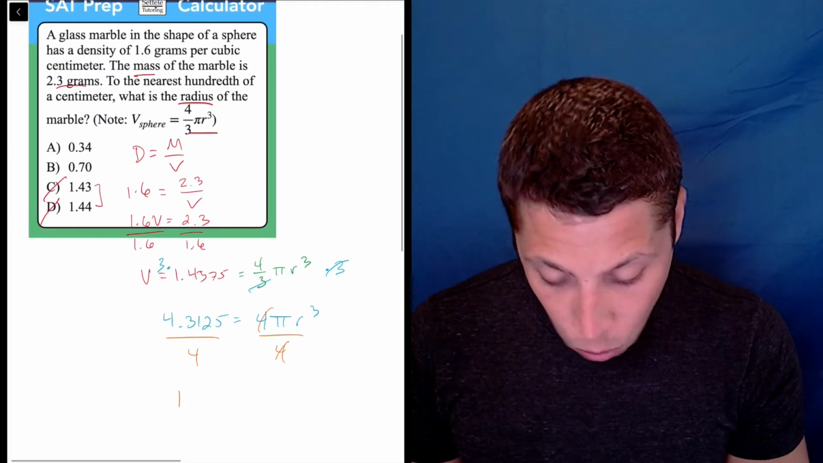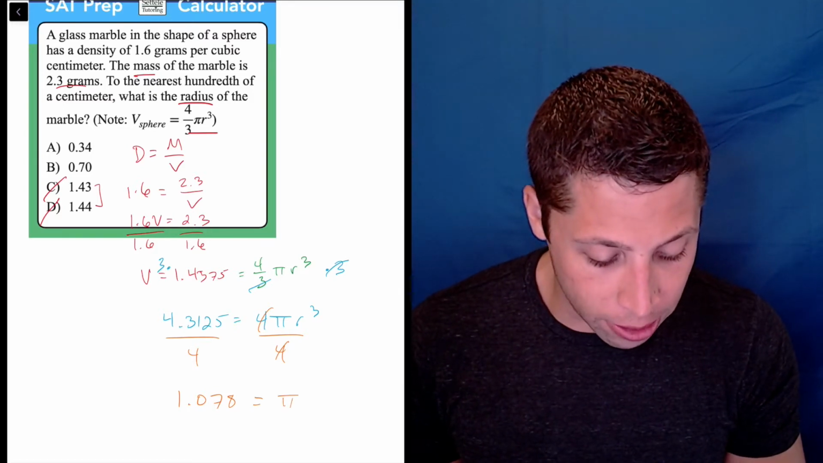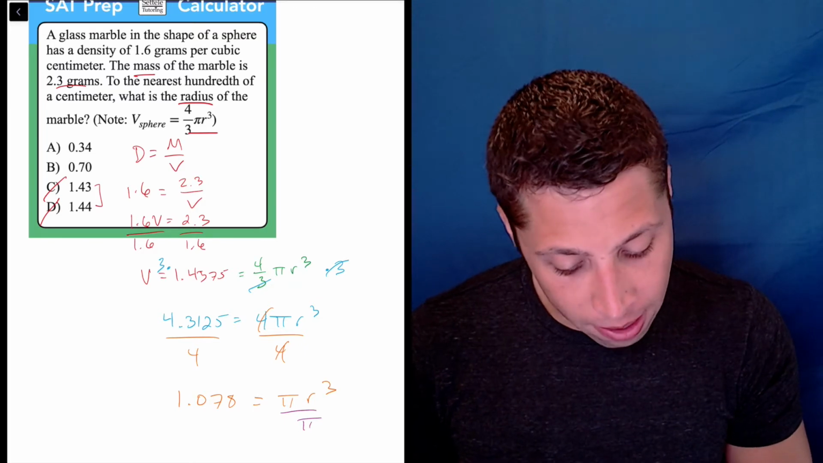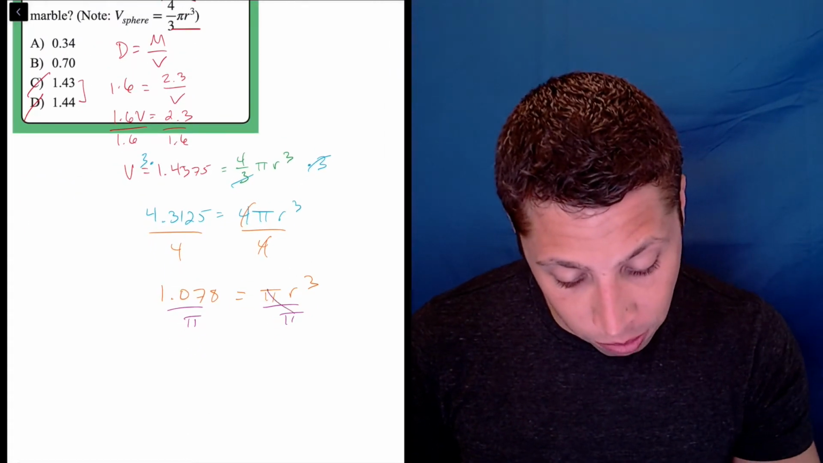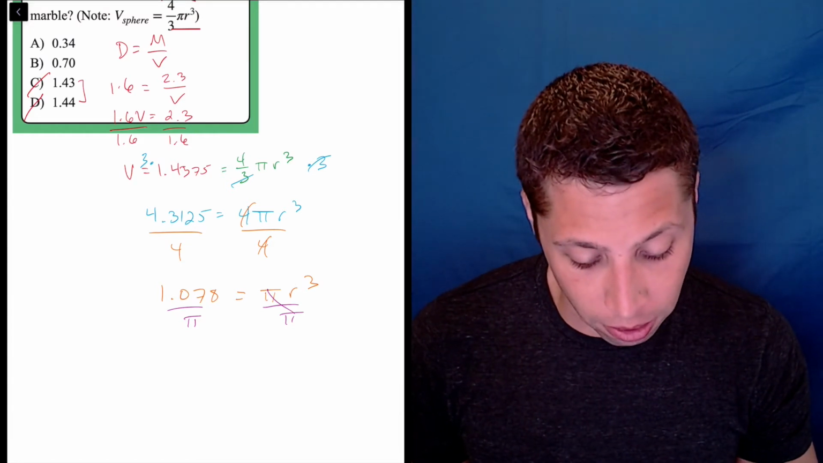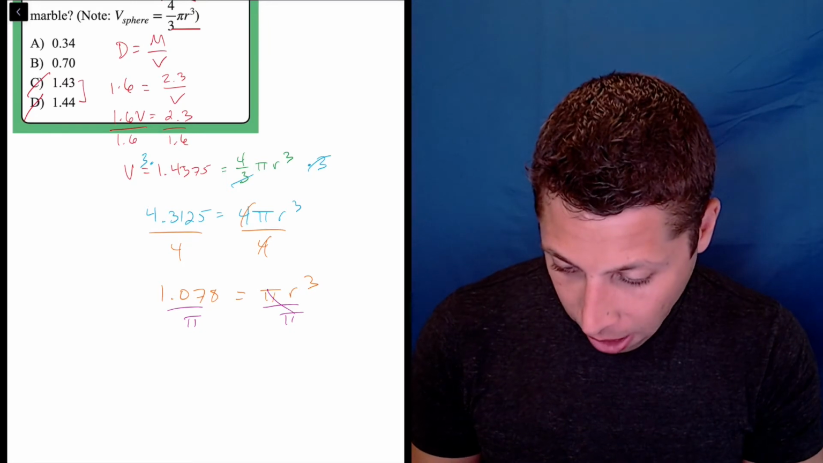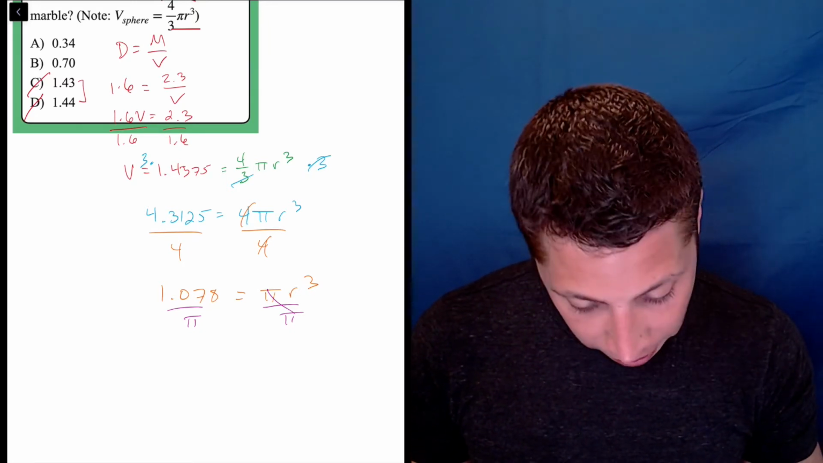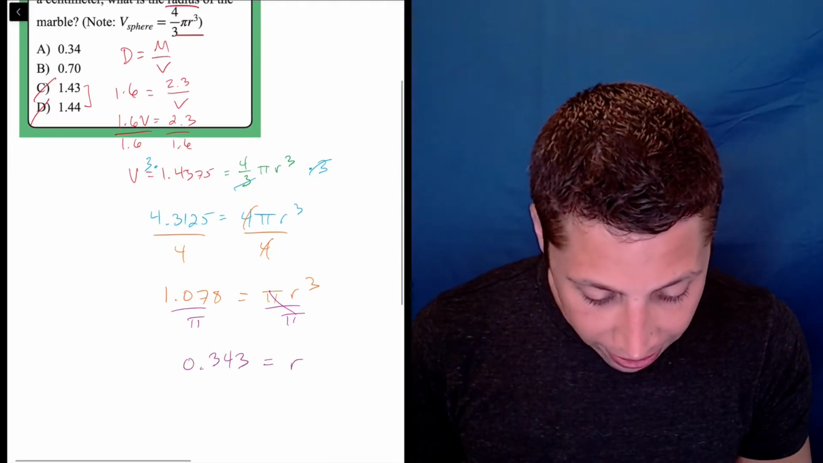And we get 1.078125, but I'll kind of round it there, is equal to pi r cubed. Now let's divide by pi. And your calculator might have a pi button. Doesn't really matter if it does or not. You can remember, hopefully, that pi is 3.14. So let's divide. I'll use the pi button because why not? 1.078 divided by 3.1415, etc., is 0.343, and that is r cubed.